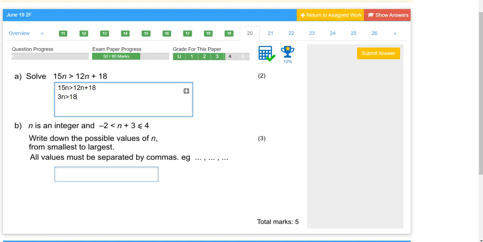And then having taken away 12n, I now want to get one lot of n. So I'm going to divide by 3. And I get n is greater than 6. Because 3n divided by 3 is going to be n, and 18 divided by 3 is 6. So then I have this question here, and I think this one I'll just show you how we do this one here.